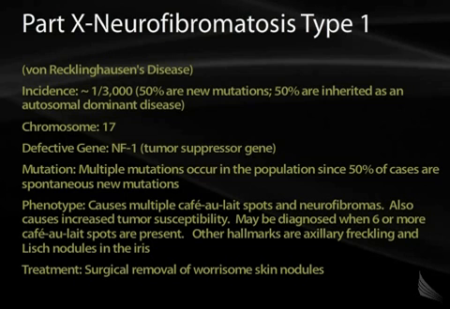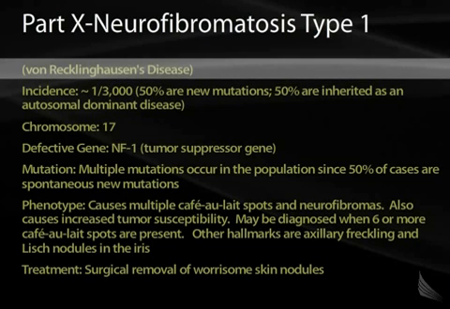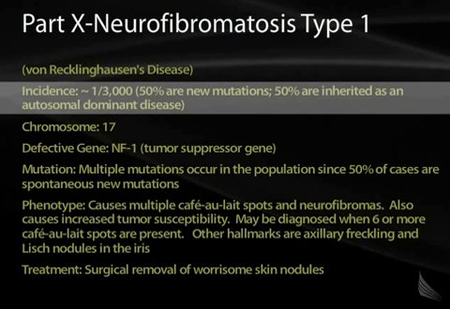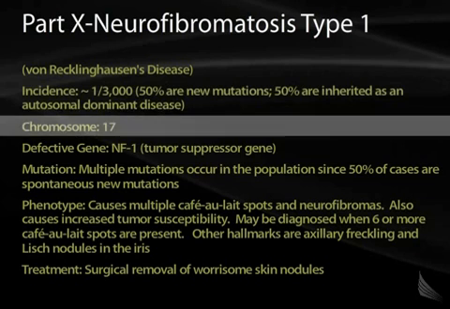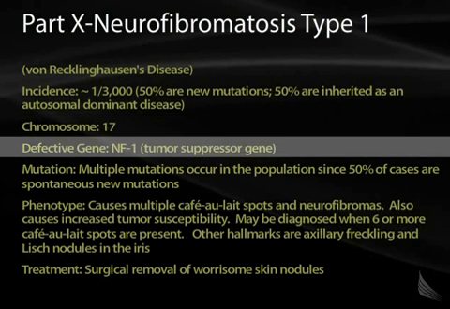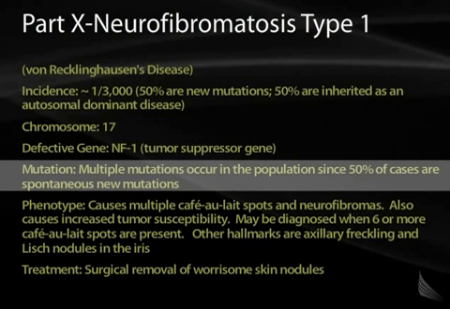Neurofibromatosis type 1 is another genetically associated disease. It's also known as von Recklinghausen's disease. Incidence is 1 in 3,000. 50% are actually new mutations, whereas the other 50% are inherited as an autosomal dominant disease. The gene is found on chromosome 17, and it's known as NF1. It's a tumor suppressor gene. There are multiple different mutations that occur in the population. Since 50% of the cases are spontaneous new mutations, that makes a lot of sense. It can occur anywhere along that gene.